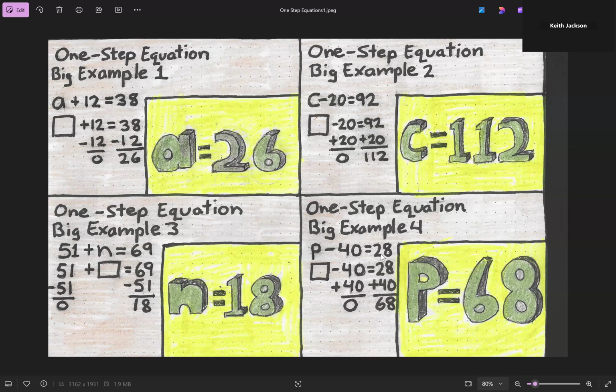Okay, you have been given quite a bit of information. I wouldn't blame you if you need to pause the video to take a look at these 4 big examples, or replay this video as many times as you need to gain a deeper understanding of the concept of one-step equations.